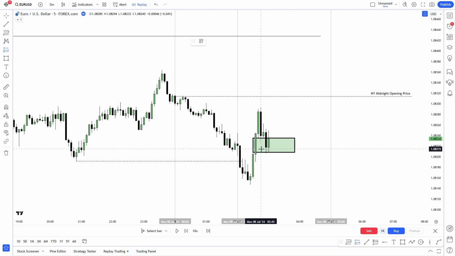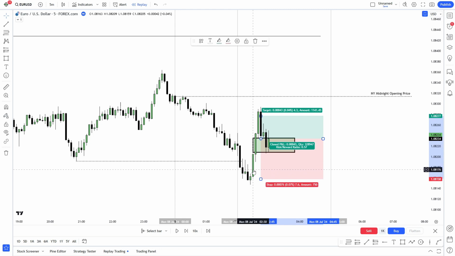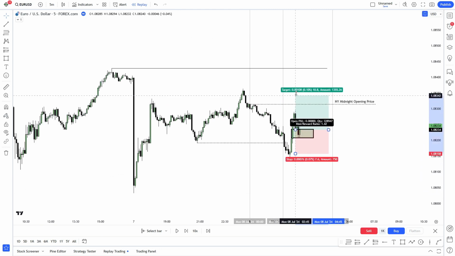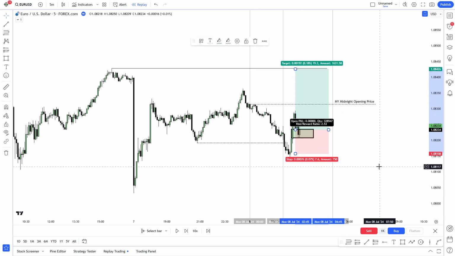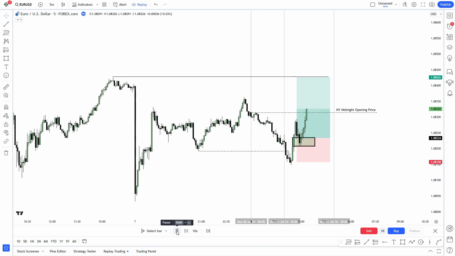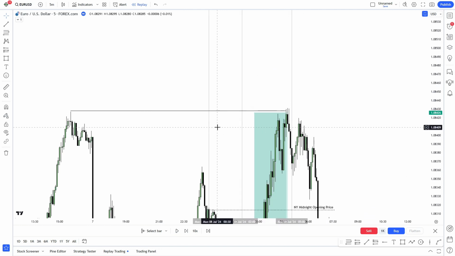So you can see how we're respecting it nicely. I would have been entered right at the high of that fair value gap. Stop loss below this candle number 1, which frames this fair value gap, and then looking to target this buy side liquidity pool for a nice 1 to 2.5 risk to reward. So continuing to let this play out. Okay, and we hit it right there, just sweeping it right there.